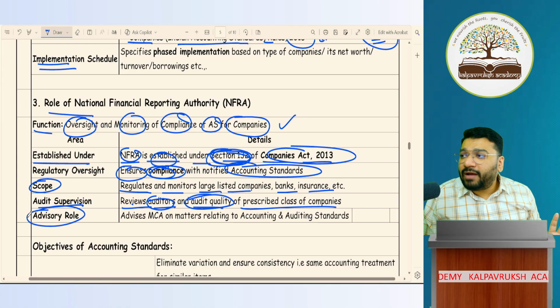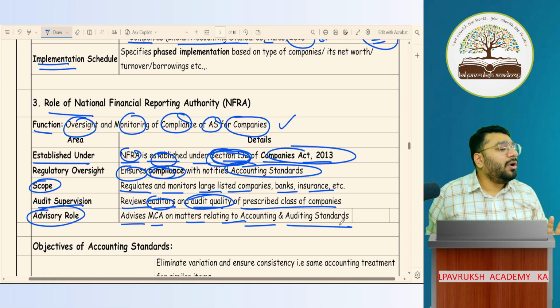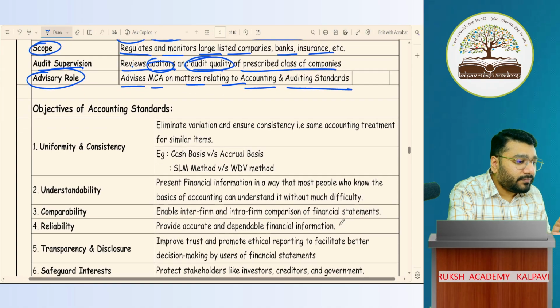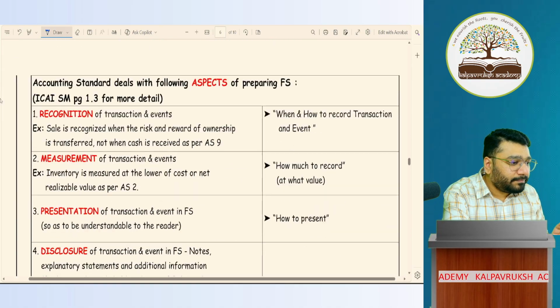Apart from that, they also have the advisory role. They advise MCA on the matters relating to accounting standards and auditing standards. Objective of the accounting standards, same as what we discussed earlier. I'm not going through it one more time.